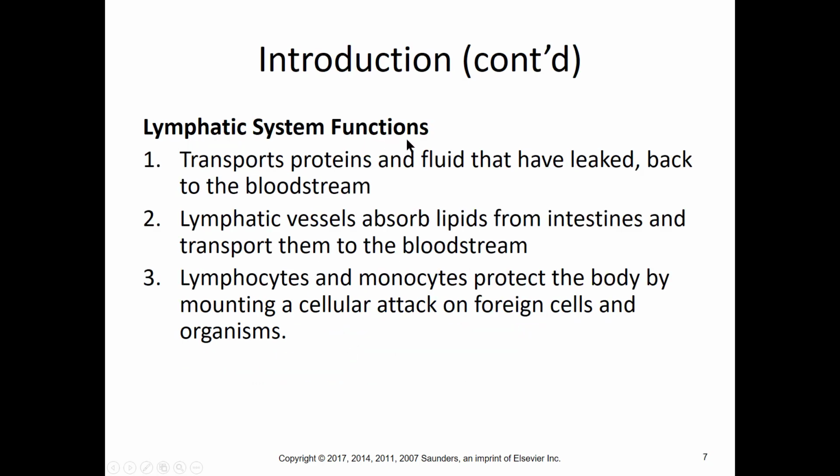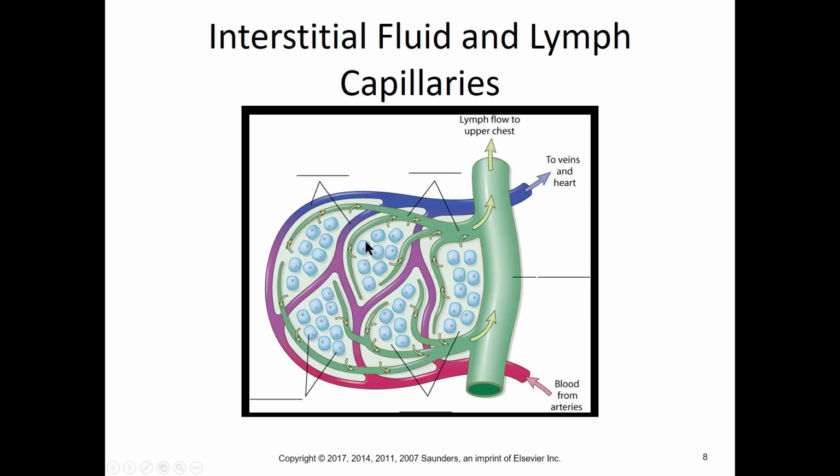Lymphatic system functions: transports protein and fluid that have leaked back to the bloodstream. Lymphatic vessels absorb lipids from intestines and transport them into the bloodstream. Lymphocytes and monocytes protect the body by mounting a cellular attack on foreign cells and organisms. You have to know those functions, okay? Transport proteins, absorb lipid from the intestines, and protect the body by mounting a cellular attack on foreign cells and organisms. So protect, transport, and absorb.